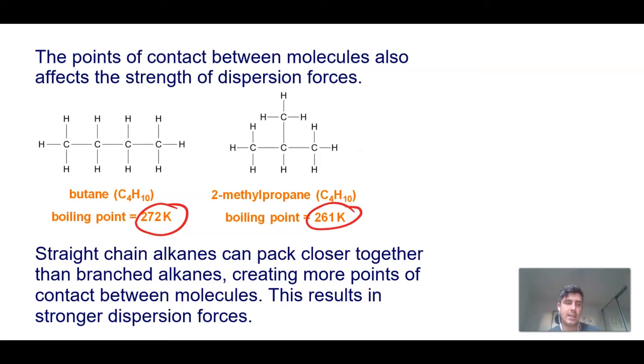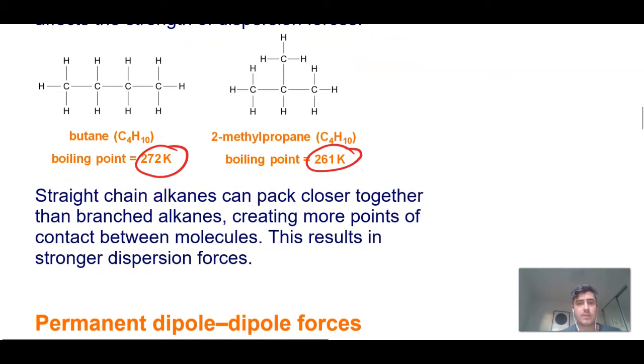And this has implications for branched alkanes' uses. So with fuels, etc., we tend to use branched alkanes for certain fuels and straight chain alkanes for others.